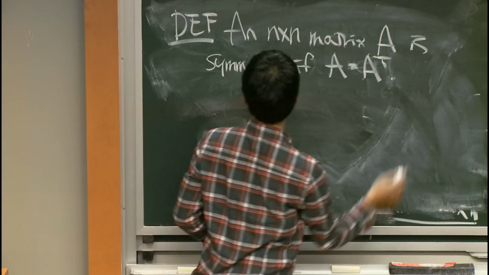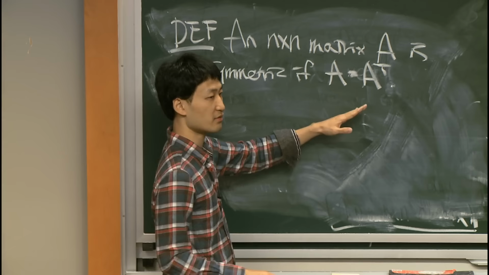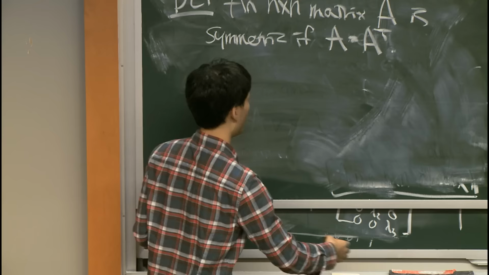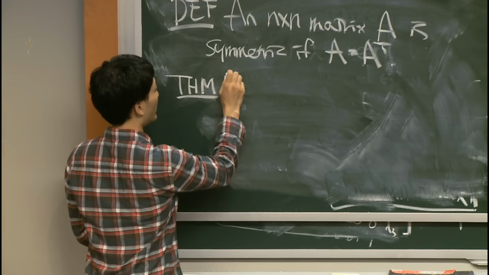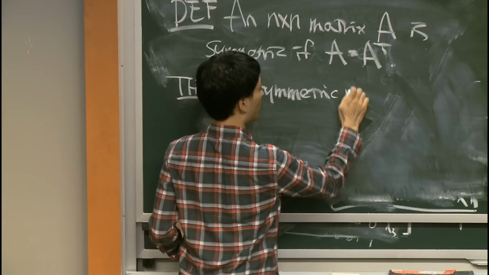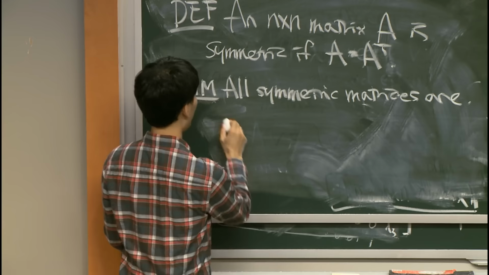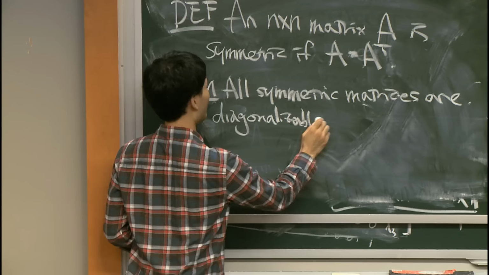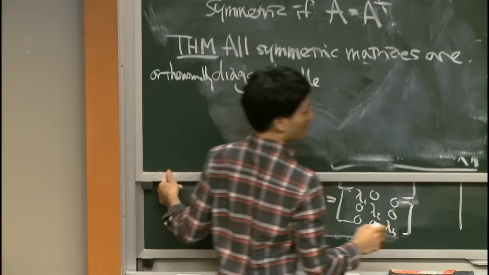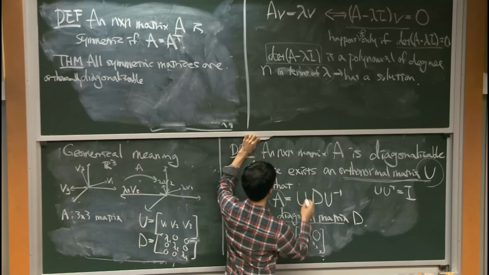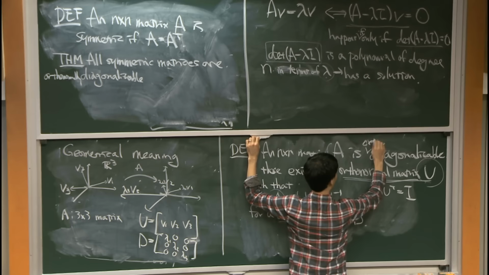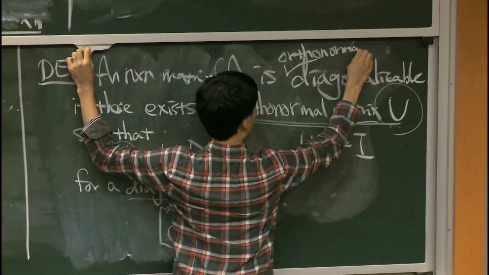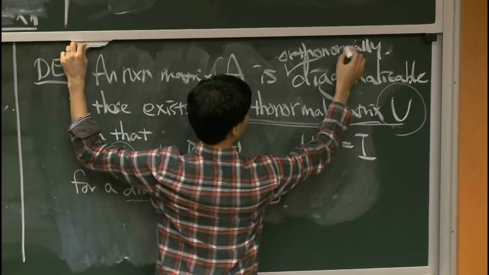So a matrix is symmetric if it's equal to its transpose. A transpose is obtained by taking the mirror image across the diagonal. And it is known that all symmetric matrices are diagonalized. I made another mistake: orthonormally. So this matrix is orthonormally diagonalizable. It's diagonalizable if we drop this condition and replace it with invertible.